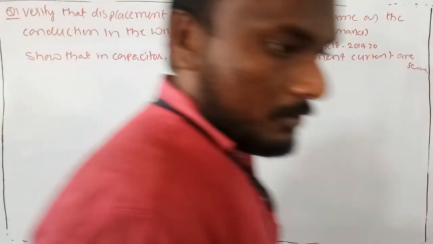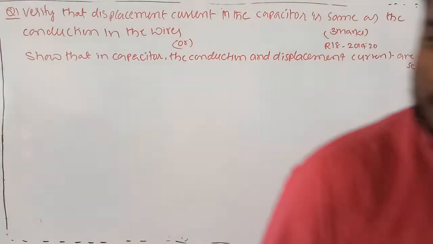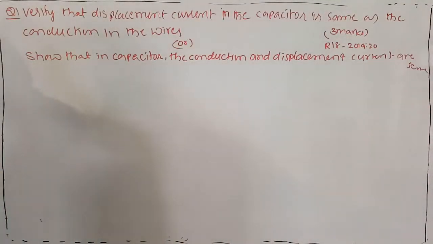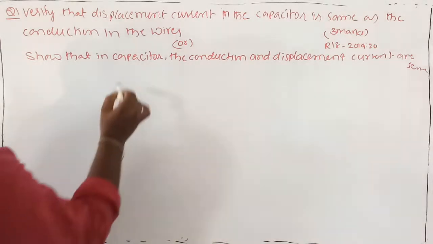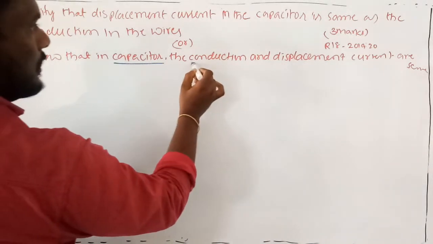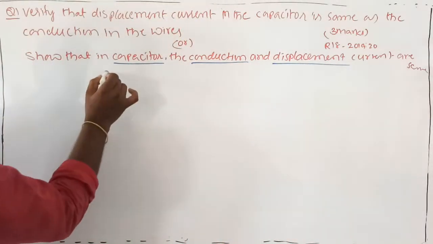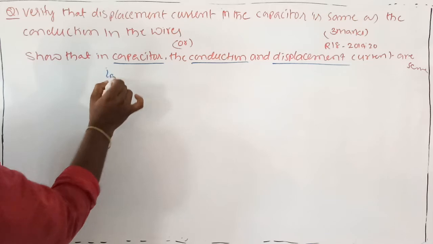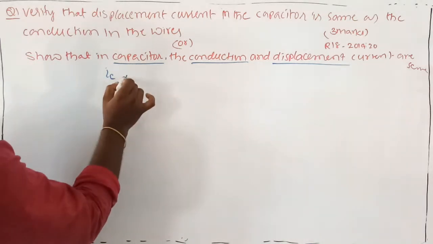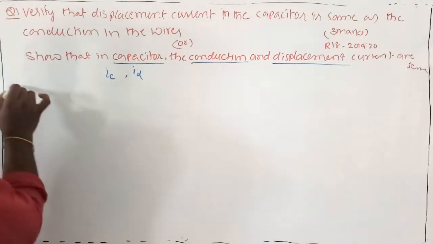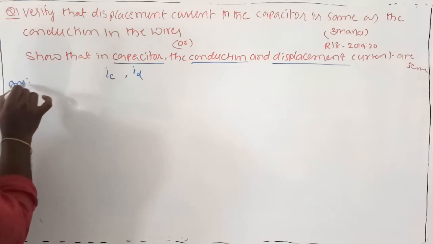Okay, now listen carefully. See here, what's the question? Show that in a capacitor the conduction current and displacement current should be same. So I can represent the conduction current with small IC and displacement current as ID. Now the answer will be like this.